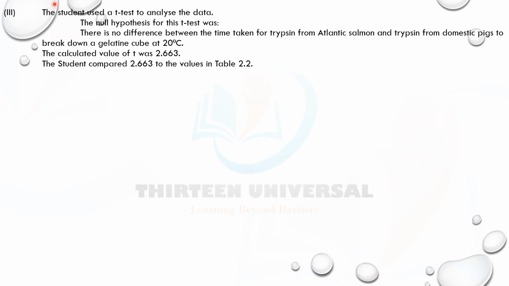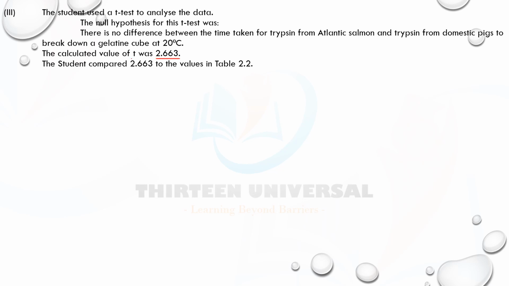Then look at the question. The student used a t-test to analyze the data. The null hypothesis for this test was: there is no difference between the time taken for trypsin from Atlantic salmon and trypsin from domestic pigs to break down gelatin. So there's no difference between that of Atlantic salmon and pigs. That's the null hypothesis, always a negative hypothesis. Then, of course, the calculated value of t, that's t-cal. They've given us t-cal. They did it for us. Thank you for calculating it.